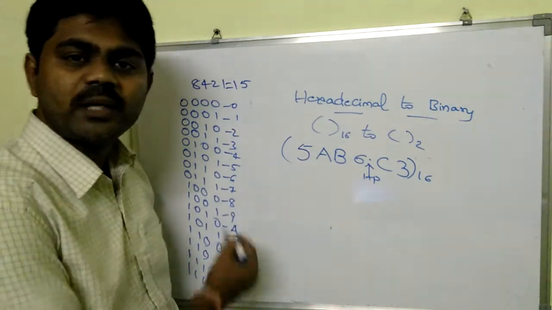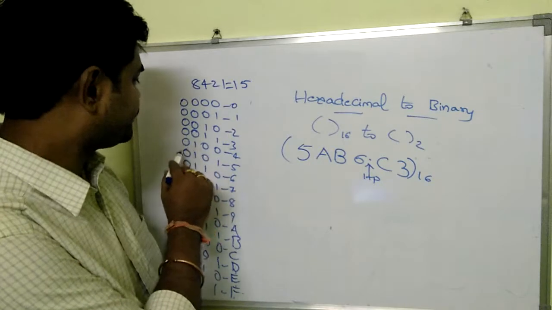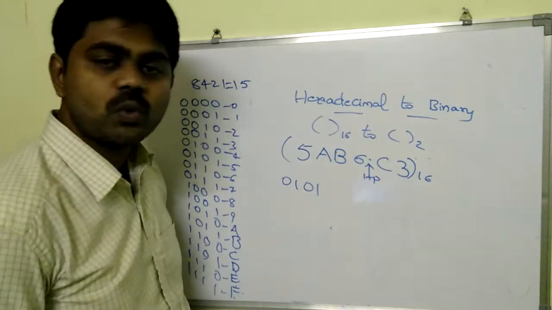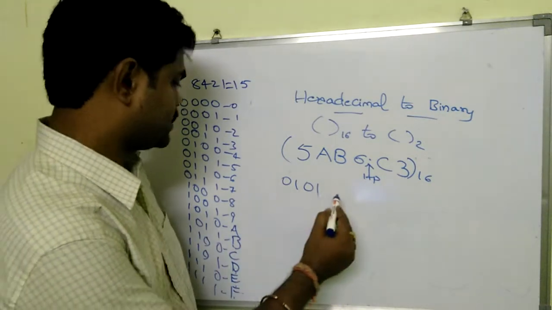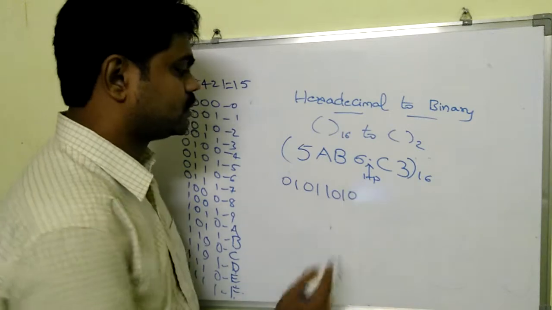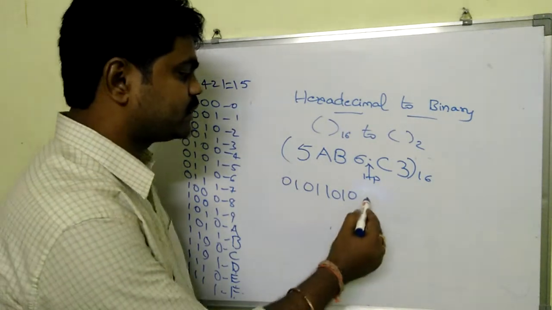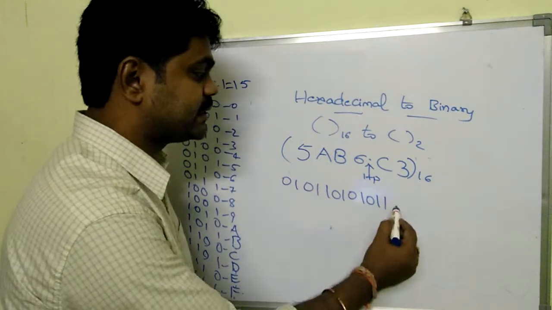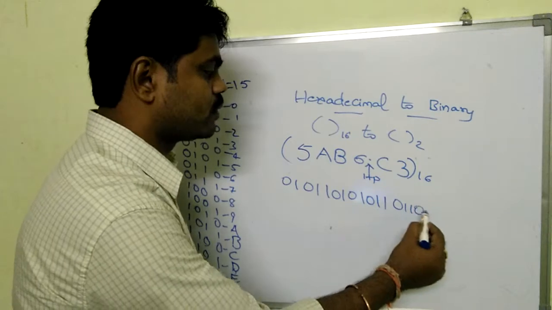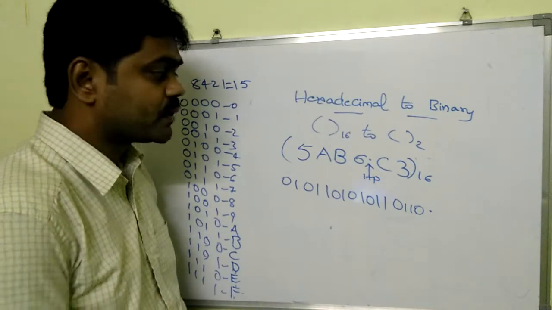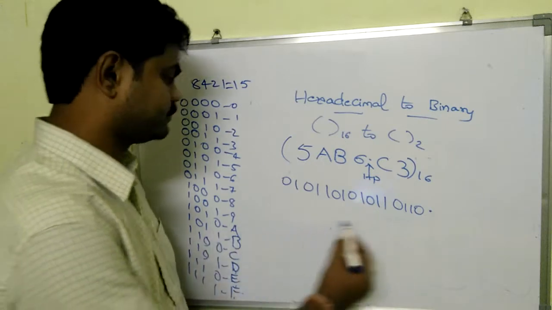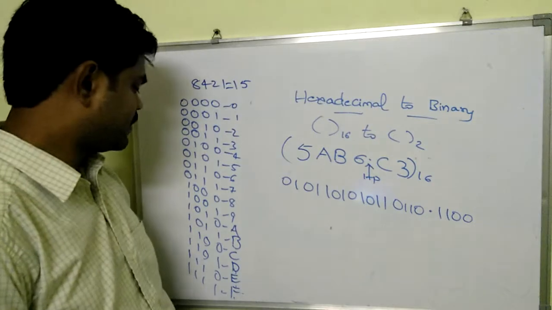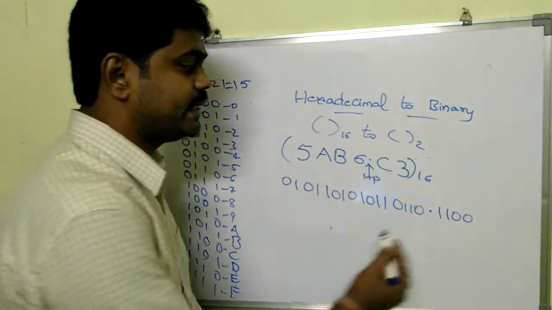Coming to 5, we already have a code here. What is 5 here? 0101. What is A here? 1010. What is B here? 1011. What is 6 here? 0110. What is C here? 1100. What is 3 here? 0011.